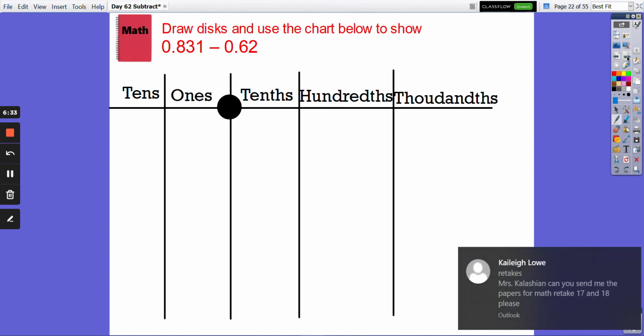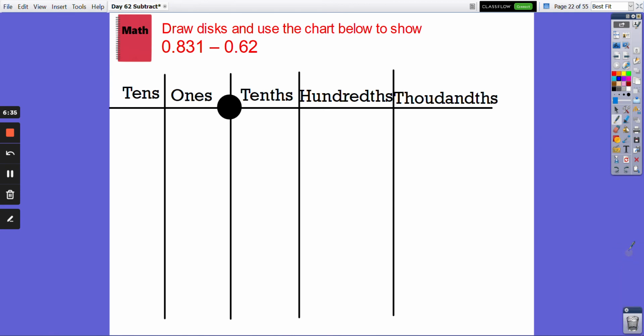Okay, another way, similar to what we did when we were adding decimals, is to draw discs, and we would do the same thing where we cross off the discs. So let's draw a disc and use the chart to show 831 thousandths minus 62 hundredths. Again, this is the number we're starting with, so that's what we're going to draw, and then this is the number that we're going to cross off or take away.